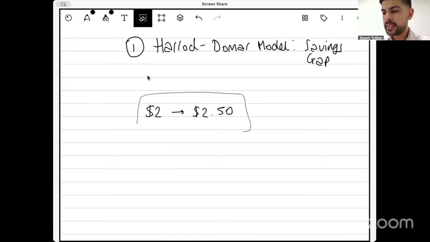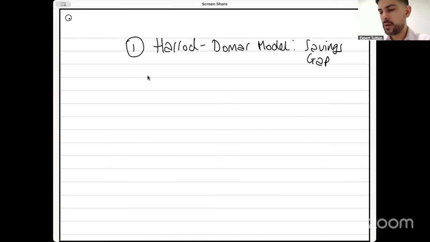The second one is the foreign exchange gap. So again, the Harrod-Domar model. And now it's the FX gap.